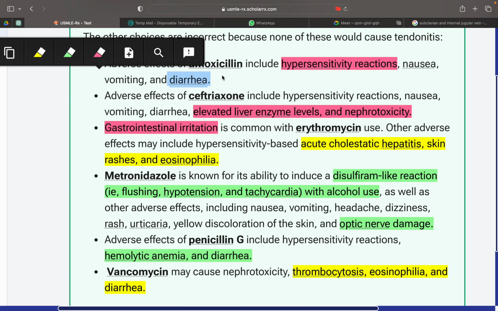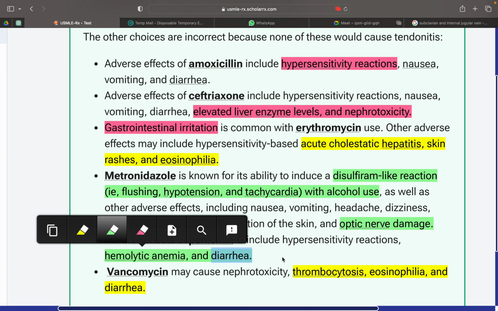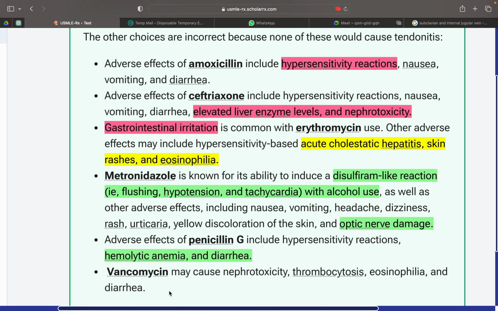It could be constipation, it could be diarrhea, it could be any kind of vomiting. Amoxicillin itself causes diarrhea, so I cannot give that to the patient with gastroenteritis. Erythromycin also causes gastrointestinal irritation, so I cannot give this either. Penicillin G also causes diarrhea, I cannot give that. Vancomycin causes diarrhea, I cannot give that to the patient. If you have got these things in your mind, you can pick the question very fast.